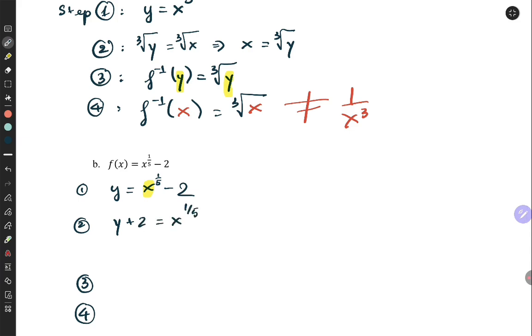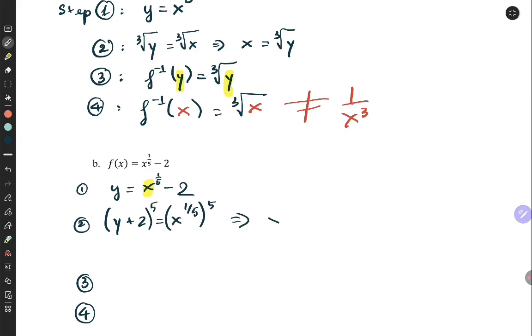Okay. I need to get rid of that 1/5. How? Raise both sides by 5. Then I will end up with x equal, I'm going to flip it too. I want it to look like this: y plus 2 to the power 5. Okay.